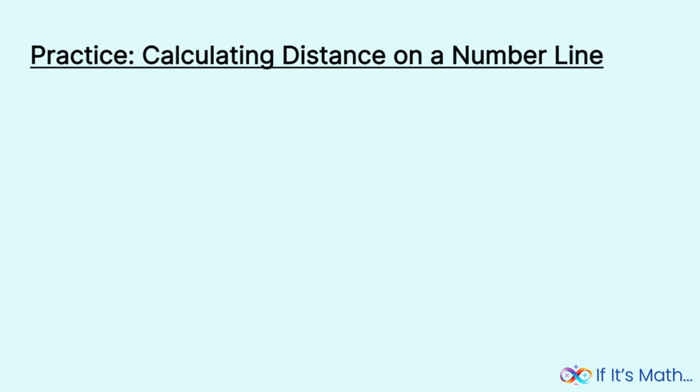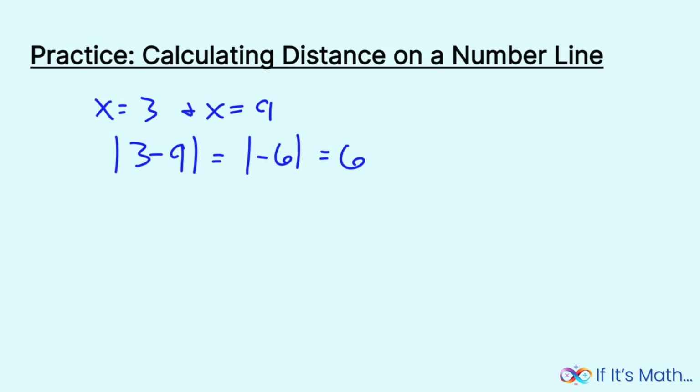So let's practice some of these. Let's say that you have x equals 3 and x equals 9. So again, it's just the absolute value of the difference, absolute value of 3 minus 9, which is going to be the absolute value of -6, which is 6. And just to prove it to you, let's show that it doesn't matter which way you do it. 9 minus 3, that'd be the absolute value of 6, which is 6.